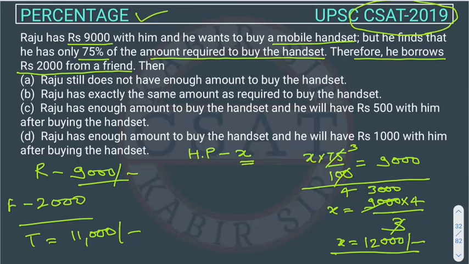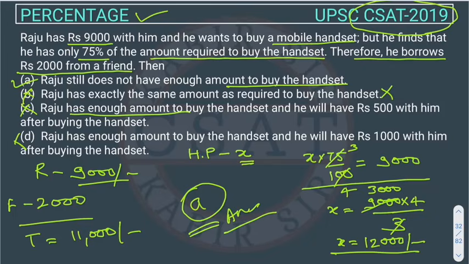Now we will read the options. Raju still does not have enough amount to buy the handset. This is right. The second option is Raju has exactly the same amount as required. This is wrong. Okay. Raju has enough amount. Raju is not having enough amount, so this is also wrong. Raju has enough amount to buy the handset and he will have rupees 1,000 with him after buying the handset. This is also wrong. So what is the correct answer? Answer A. Option A is the correct answer.